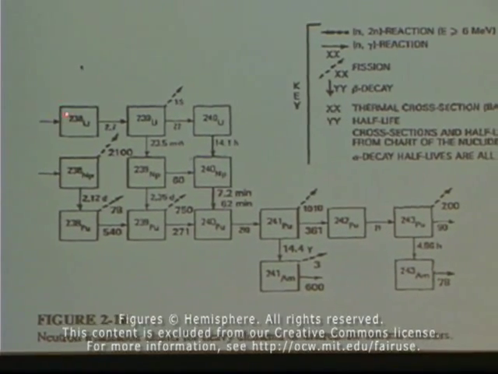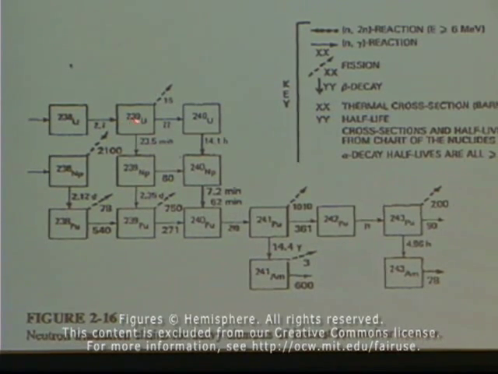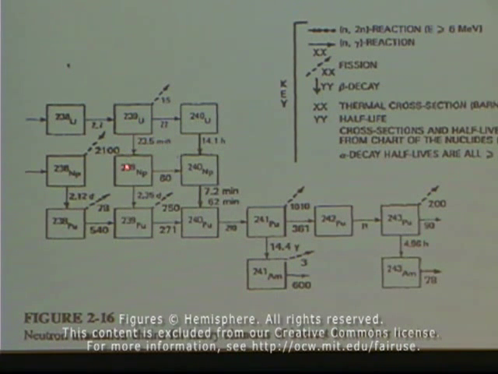If you follow uranium-238, it can capture a neutron and go into uranium-239, and then with a 23-minute half-life, it can go to neptunium-239, which then, in 2.3 days, goes to plutonium-239, which is the fissile isotope of interest, which, of course, then can fission and split up into the two fission fragments. It can also, with a half-life of, looks like, 271 days, decay to plutonium-240, and then 241, then americium.